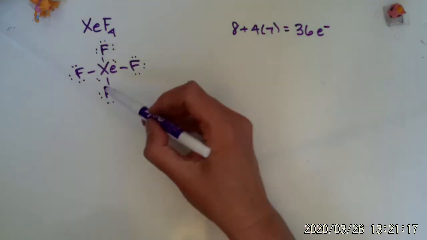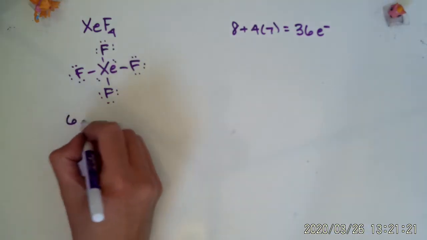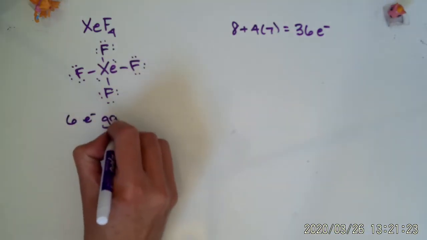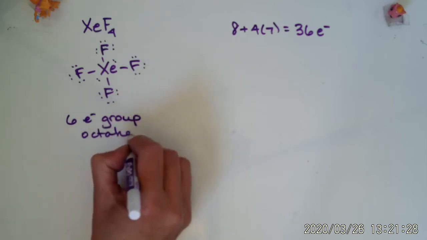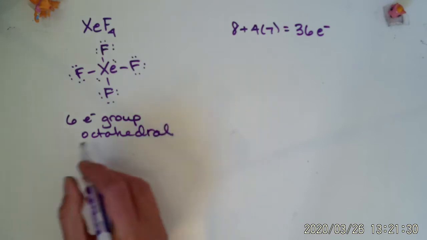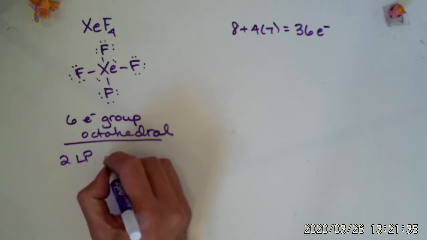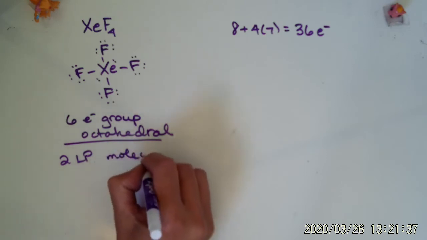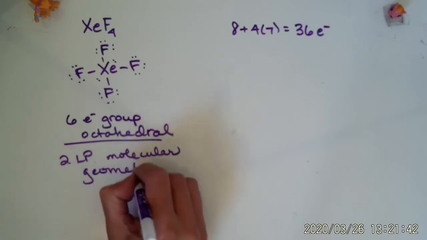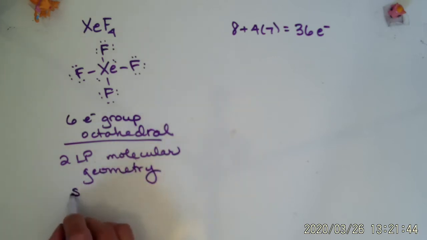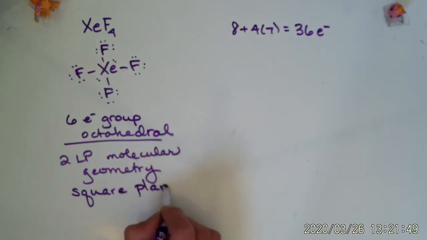Okay, I have 1, 2, 3, 4, 5, 6. I have 6 electron groups. So we know that our electron group geometry is going to be octahedral. I have 2 lone pairs. So the molecular geometry is square planar. So what does this look like?